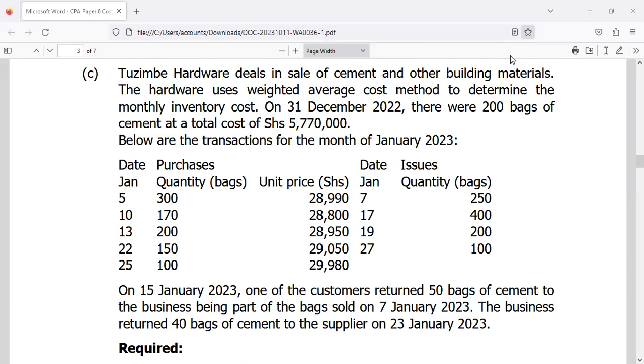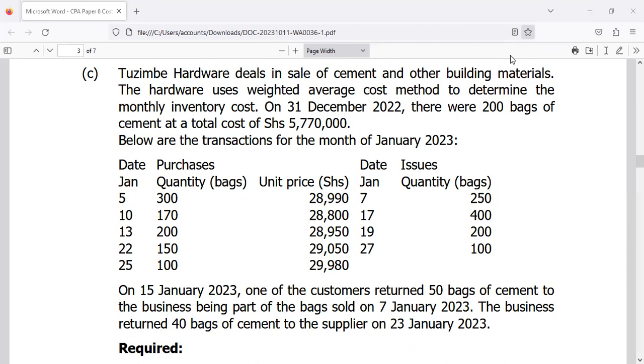Of course, in this scenario, we see a hardware that deals in the sale of cement and other building materials. And we have been told that this hardware uses the weighted average cost method. You need to know how to calculate the weighted average cost method.